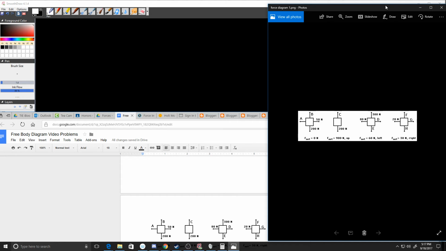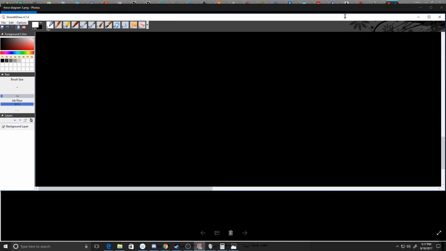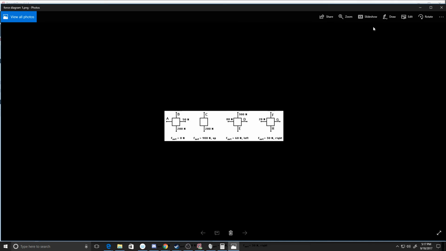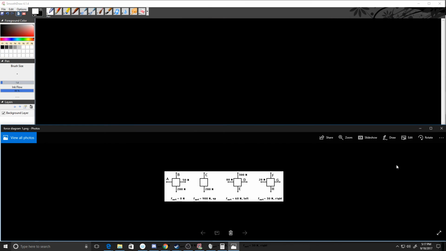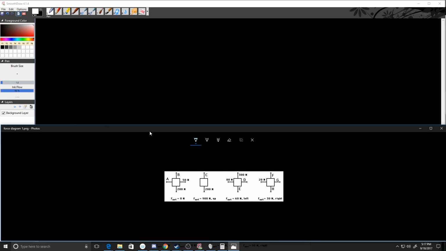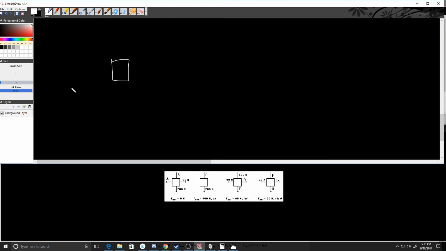All right, so let's look at this quick. So, diagrams there. Yay, diagrams. There we go. Let's just look at this one right here. So they give us a box.